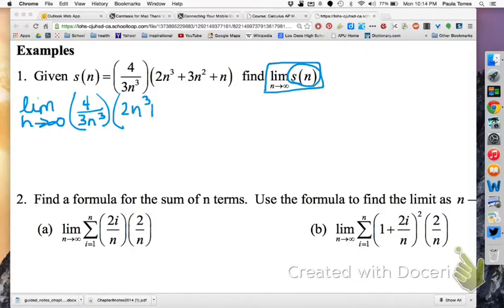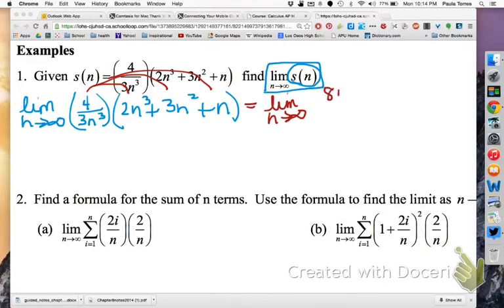And of course, if I'm going to apply the limit, I probably don't need it to look so messy over here. So the first thing that I could do would be to distribute, and I'll get rid of all those messy parentheses. Still have limit in the front, haven't applied the limit yet. So now I'll have 8n cubed over 3n cubed, and 12n squared over 3n cubed, and 4n over 3n cubed.